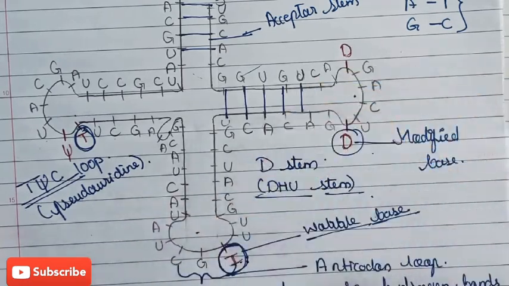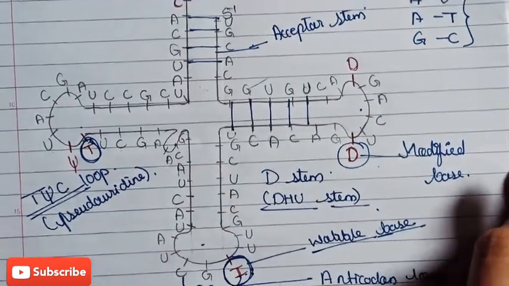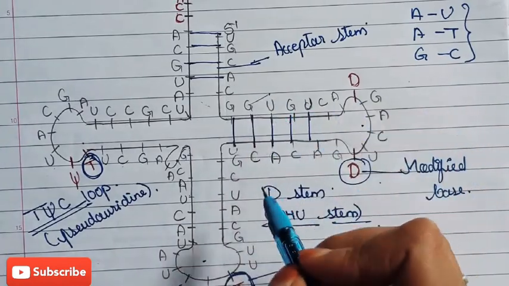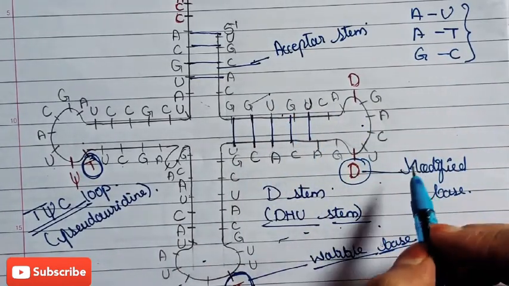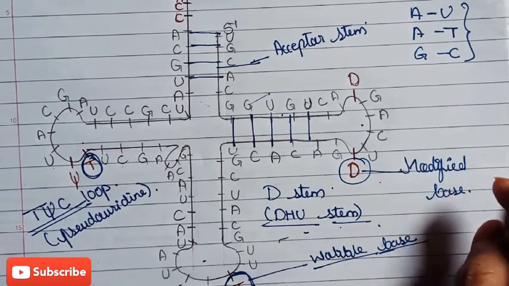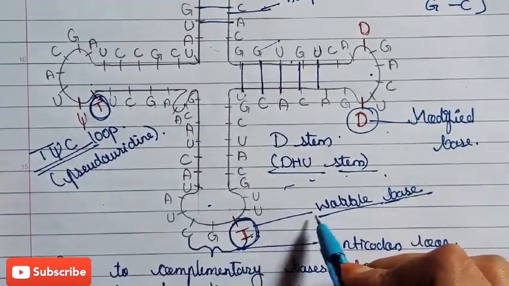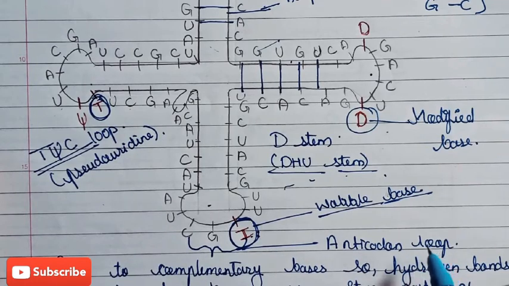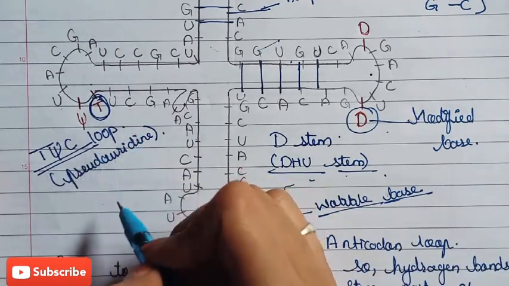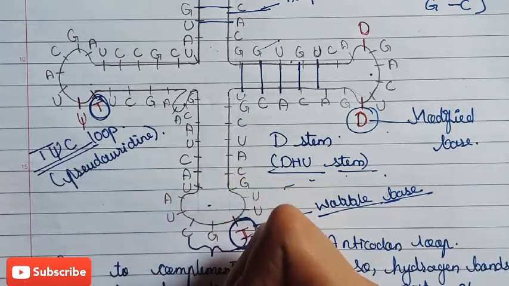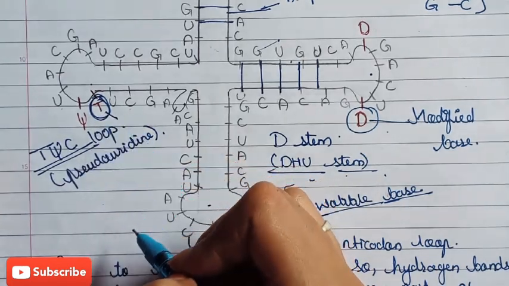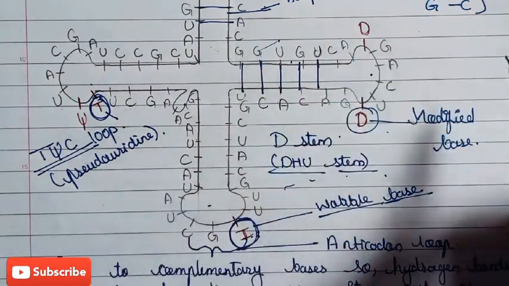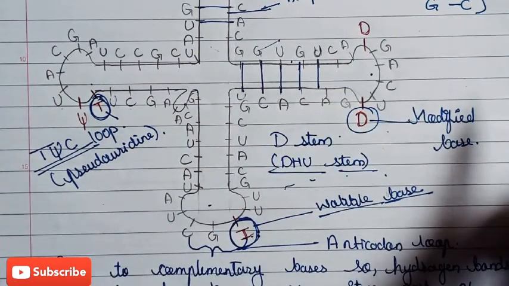So we have seen about the tRNA. We have seen the acceptor stem, the D stem or DHU stem where the modified bases are present, as well as the Wobble base at the anticodon loop and the T-psi-C loop, that is the pseudouridine base. This T is also a modified base. This is about the tRNA, that is the transfer RNA.